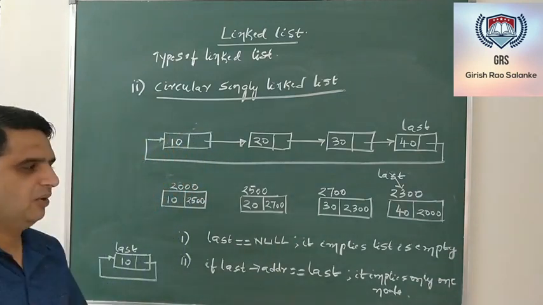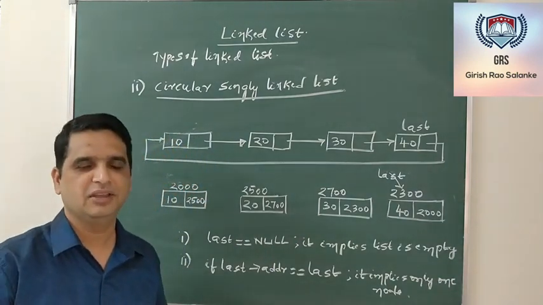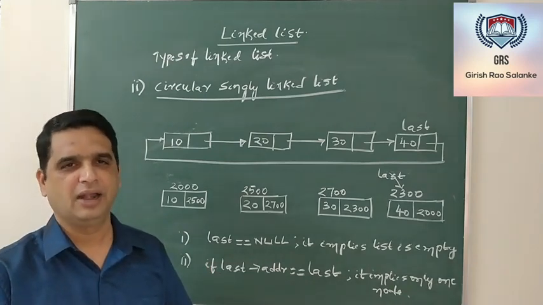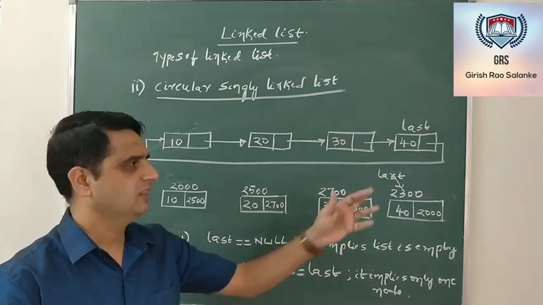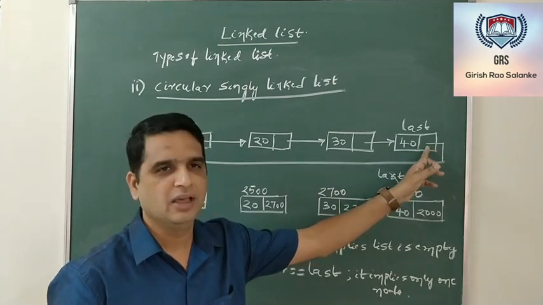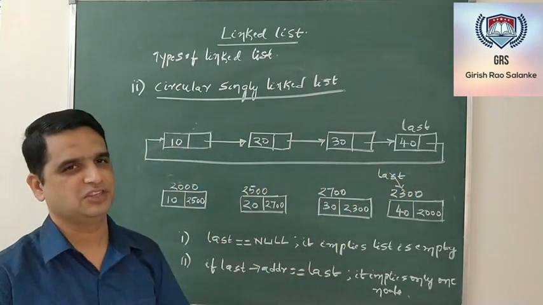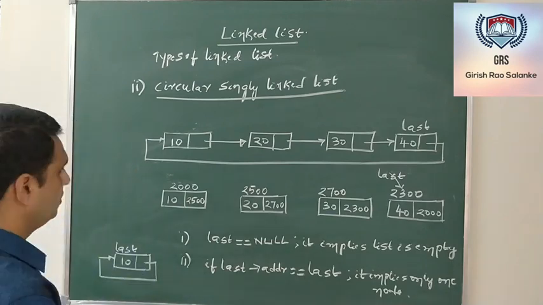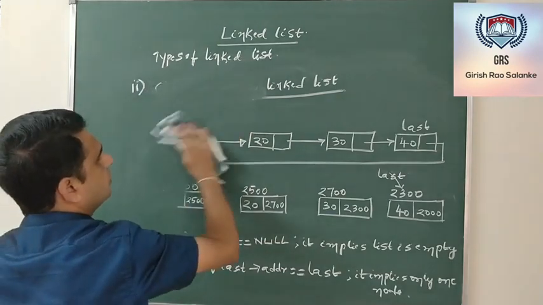So this is about circular single linked list. In case of circular single linked list, all nodes in their address field will be holding the address of the next node. Only in the special case, the last node in its address field will be holding the address of the first node. So this is about circular single linked list. Coming to the next category of linked list.